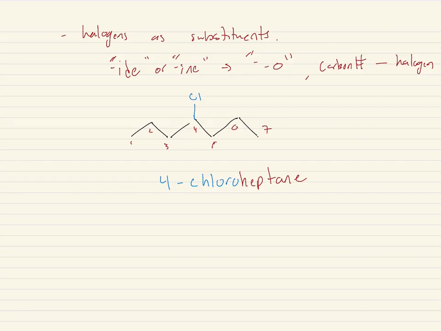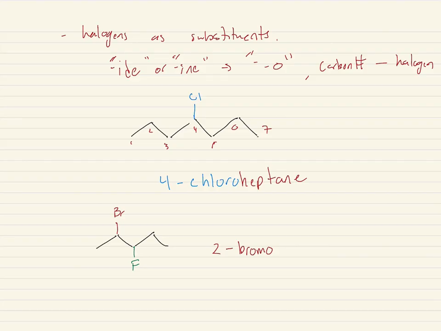So if we had 1, 2, 3, 4, something like this, and we have Br and F, right? We're going to try and put these on the smallest possible numbers as well. That rule still applies. What would the name of this compound be? Yep. 2-bromo, right? Bromine becomes bromo.